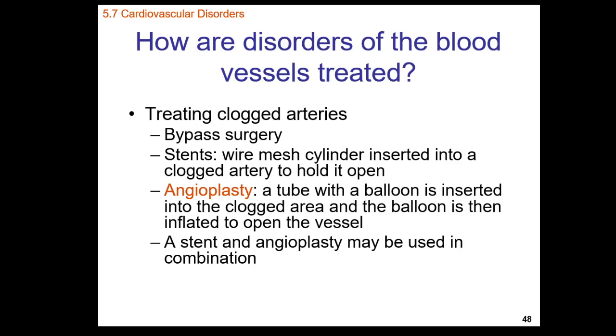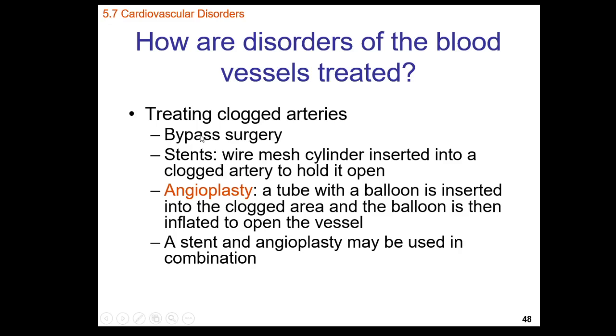So how are these disorders treated? You can treat a clogged artery with different types of surgeries. Often they will start with angioplasty, where they will move in a tube with a deflated balloon to the clogged position, inflate it, and open up the vessel there. Often they'll do that in conjunction with a stent, where they are using wire mesh to help hold open the artery after they've opened it up.